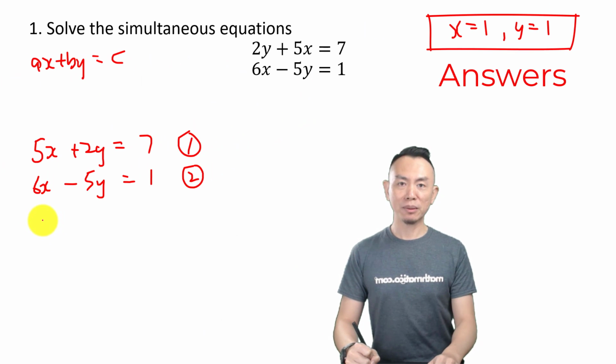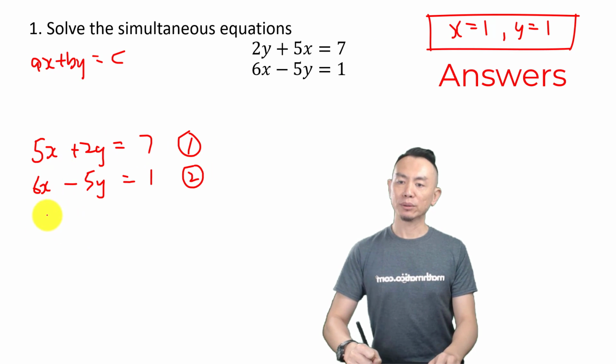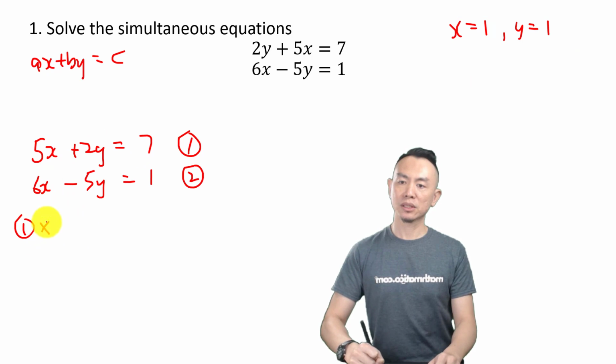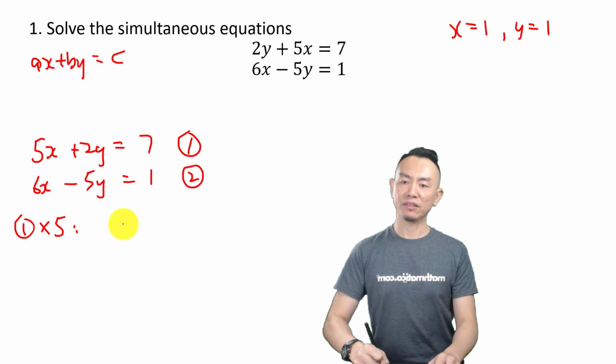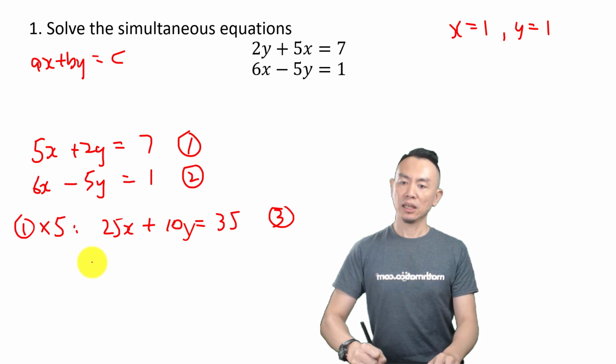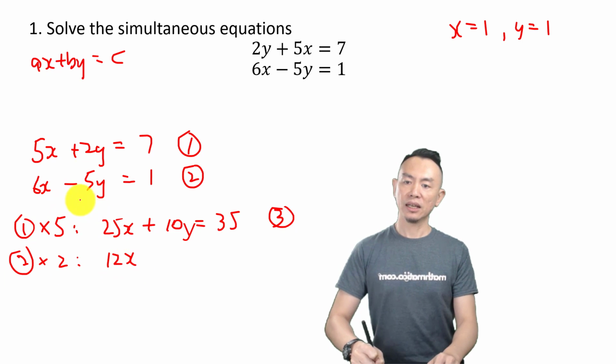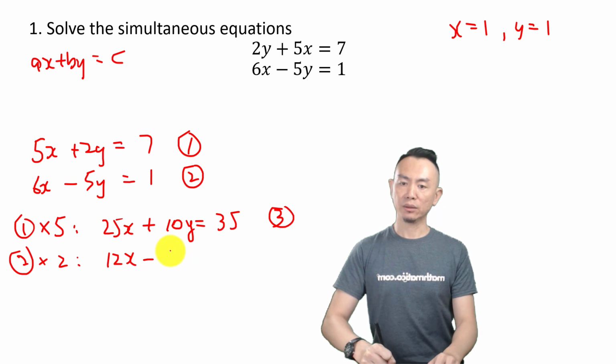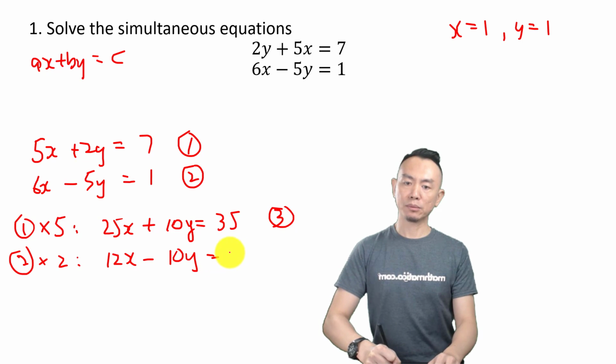I'm going to use elimination method to solve this equation. I'll take the equation 1 times 5. 5 times 5 is 25x plus 2 times 5 is 10y, plus 7 times 5 is 35, and that's equation 3. I'll take equation 2 times 2. 6 times 2 is 12x. Negative 5 times 2 is negative 10y, is equals to 1 times 2 is 2.